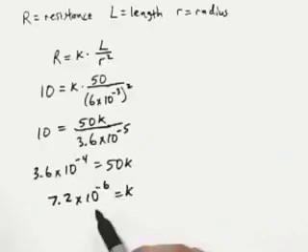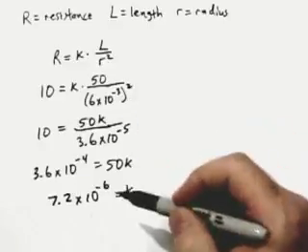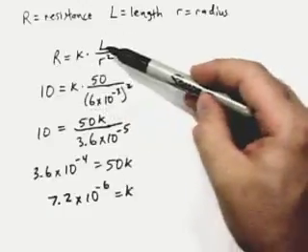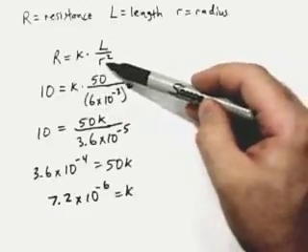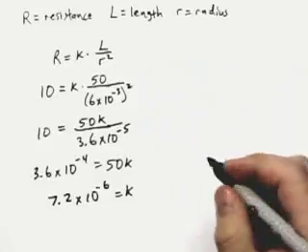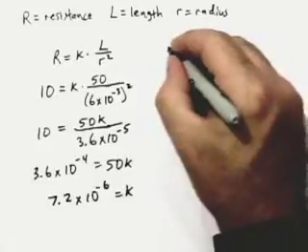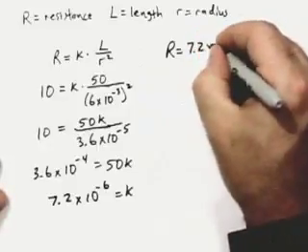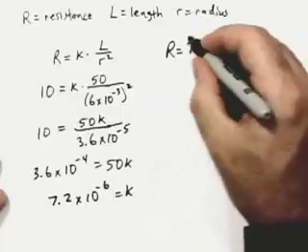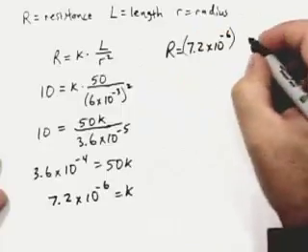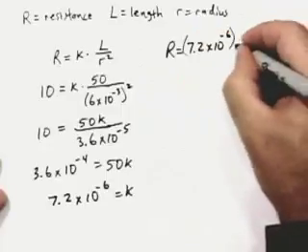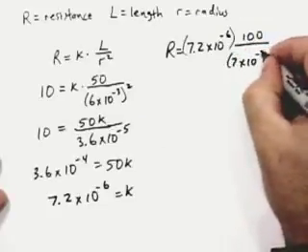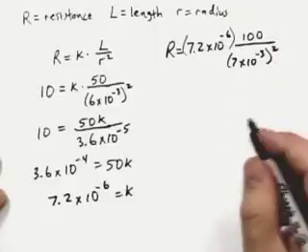Now we can use this value for K to answer the question that's actually asked, and that is, what would the resistance be if we had 100 feet of the same wire, but we increased the radius to 7 times 10 to the negative third inch? So we get R is equal to 7.2 times 10 to the negative sixth, that was our value for K, times L, which is 100, over the radius 7 times 10 to the negative third, and that's squared.